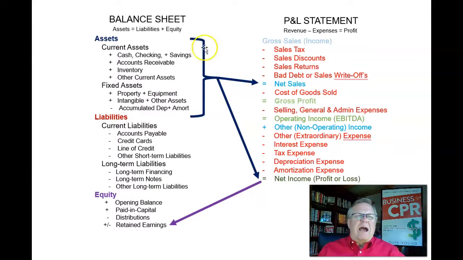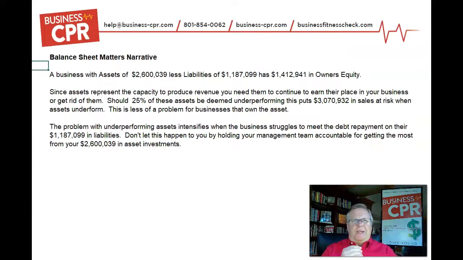So when I look at a balance sheet, I always focus on this part. What's here to drive this and this? And then I do look at this. I am looking at the ratio. In other words, how much of these assets are owned by the creditors and how much are owned by the owners themselves. But the point is, these assets are what matter. And so let's look at a narrative associated with the balance sheet.